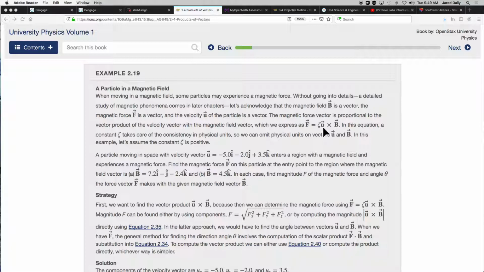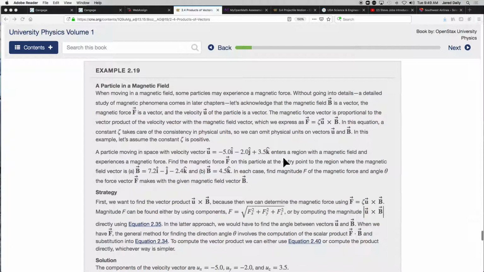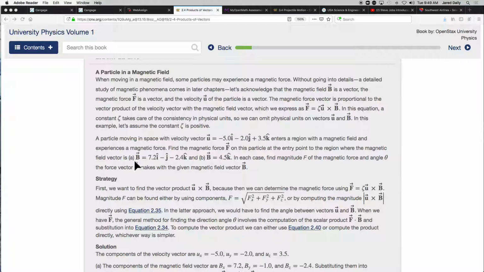So, anyway, here's our u vector. The u vector is the velocity, actually, in this case. We often use u for velocity, unfortunately, because that's confusing. And then the b vector, the magnetic field, is also a vector, and it's pointing off in space somewhere. So here's our magnetic field vector. And we want to do the cross product between them.